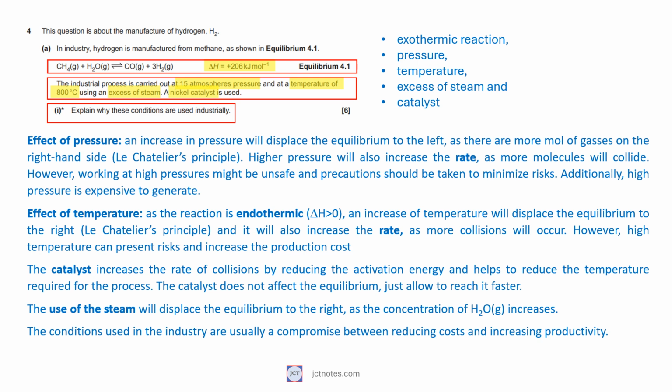The catalyst increases the rate by reducing the activation energy and helps to reduce the temperature required for the process. The catalyst does not affect the equilibrium, it just allows it to be reached faster. The use of the steam will displace the equilibrium to the right, as the concentration of water vapor increases. The conditions used in the industry are usually a compromise between reducing costs and increasing productivity.